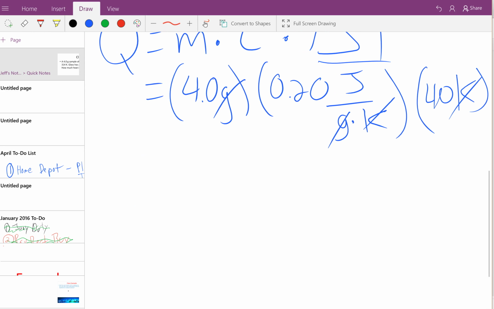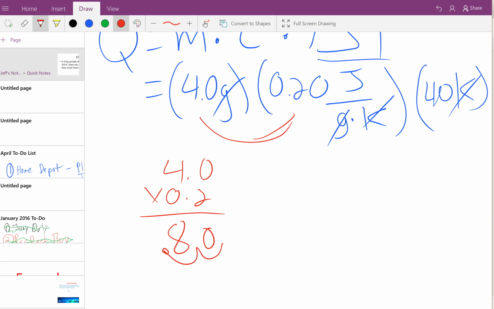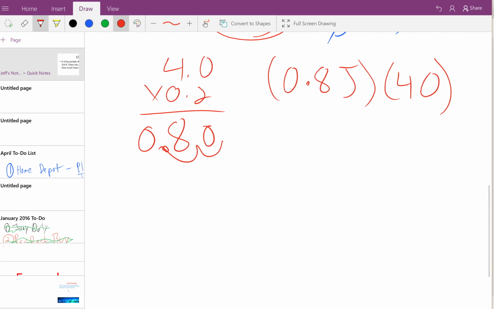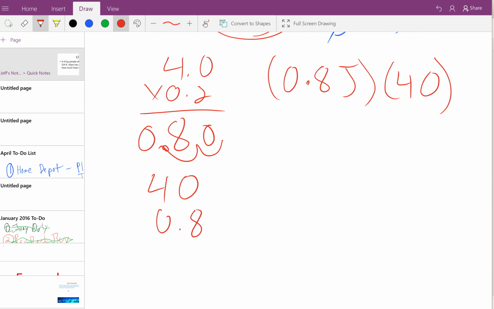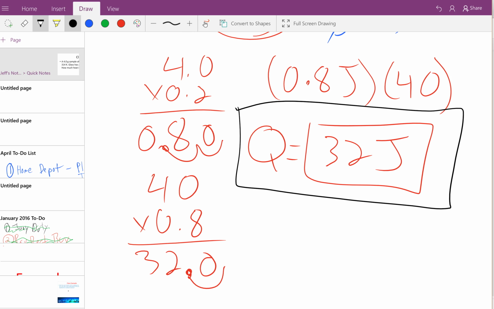Now in this case, I'm going to start off by doing these first two, which is 4.0 times 0.2, and you're going to get 0.8. So 0.8 joules times 40. So when you do 0.8 times 40, you're going to end up with exactly 32 joules of energy. And that's what Q is equal to. The amount of energy absorbed by the glass is equal to 32 joules.